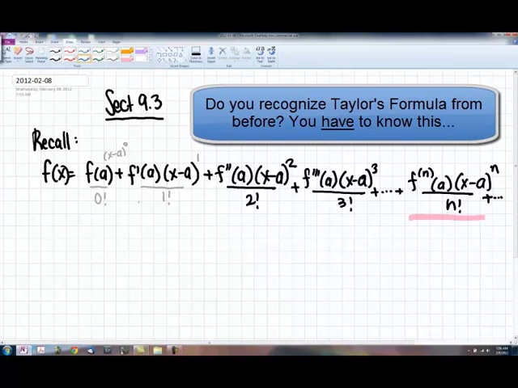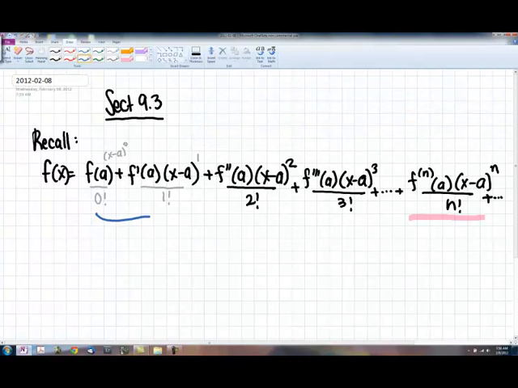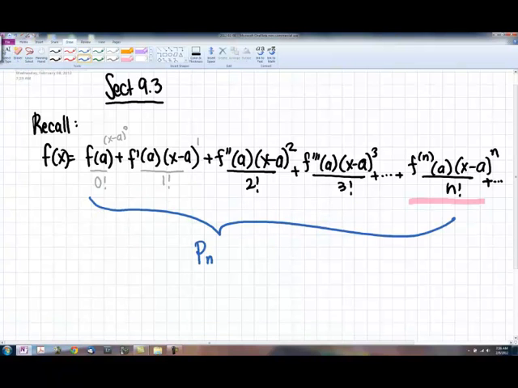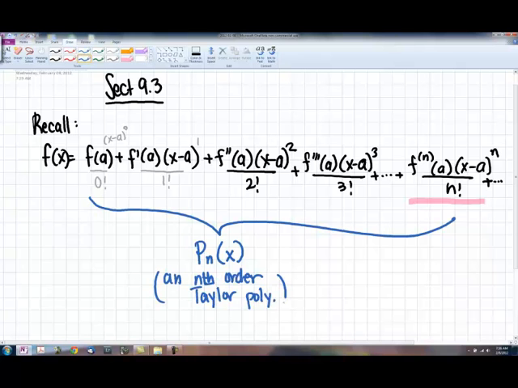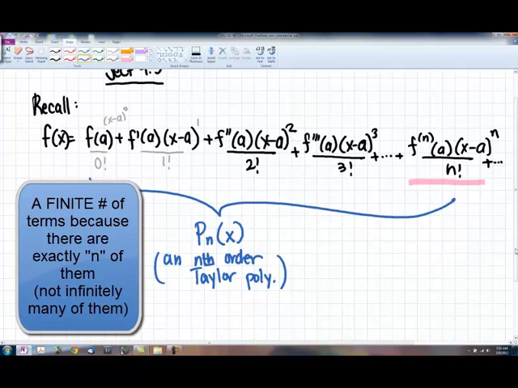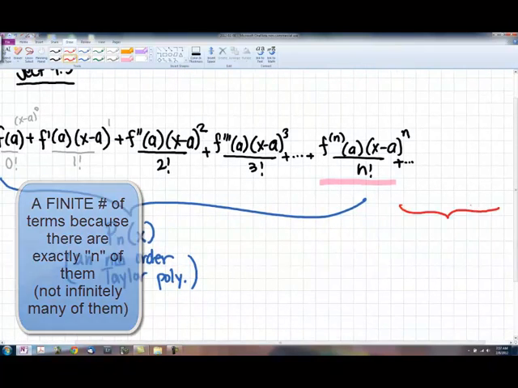From what we had done previously, we were writing using this formula, which is Taylor's formula, to write a Taylor polynomial. So let's just say we have n terms. That is this right here, p sub n of x, which is an nth order Taylor polynomial, which has a finite number of terms. The rest of it that comes after it, there's still more terms behind it.